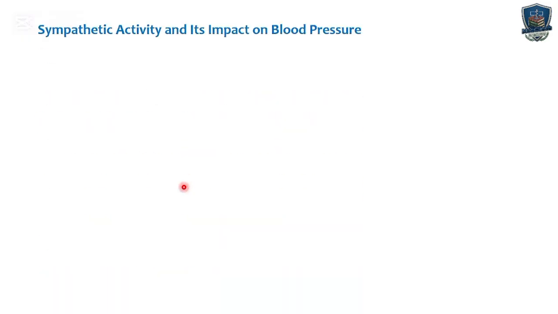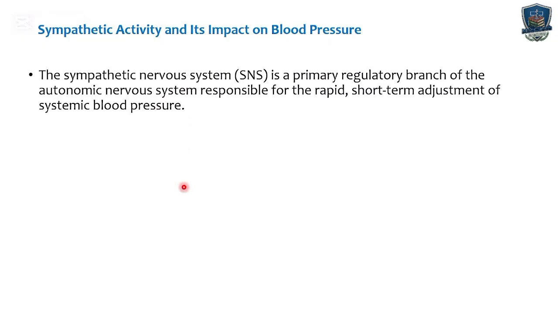A brief introduction before we look at the drugs that have an impact on sympathetic activity. We first have to understand what sympathetic activity is and how it impacts blood pressure. The sympathetic nervous system is a primary regulatory branch of the autonomic nervous system responsible for the rapid short-term adjustment of systemic blood pressure.